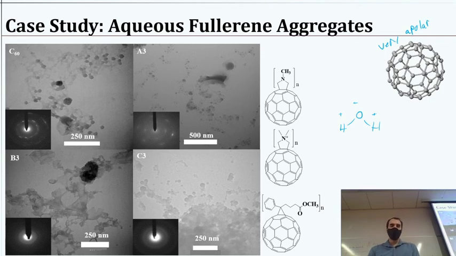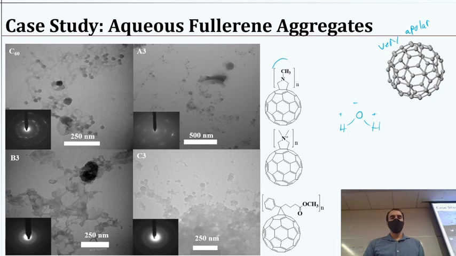Okay, so when we put them in water, or we force them to be in water, they're going to aggregate pretty strongly. What we end up finding is that fullerenes by themselves, you can actually cause them to form these colloidal aggregates. And here we've got an electron micrograph, and we have these pretty much nano-sized particles, around 100 or so nanometers in diameter.